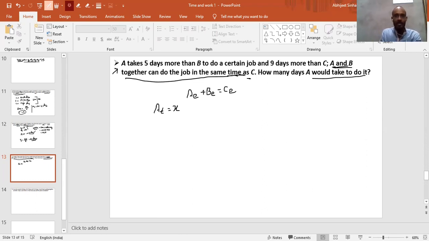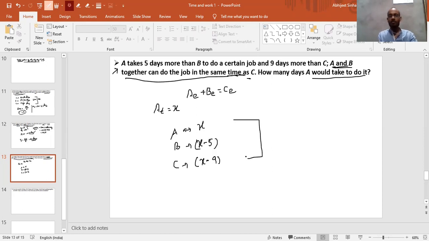Then in that case, A takes 5 more days than B. So if A takes X days, then B will obviously take 5 days less than A. So B will take how many days? This is X minus 5. And C will take nothing but X minus 9. Right. Now, can you tell me what will be the value of X?